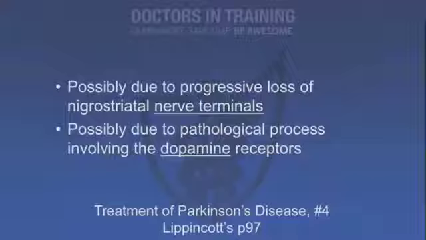Sinemet substantially reduces the severity of disease for the first few years of treatment in about 2/3 of patients who take it. But after 3 to 5 years, you start to see a decreased response to levodopa and carbidopa. The reason for this isn't entirely clear. It's possibly due to progressive loss of the nigrostriatal nerve terminals. It's possibly due to some pathological process involving the dopamine receptors themselves.